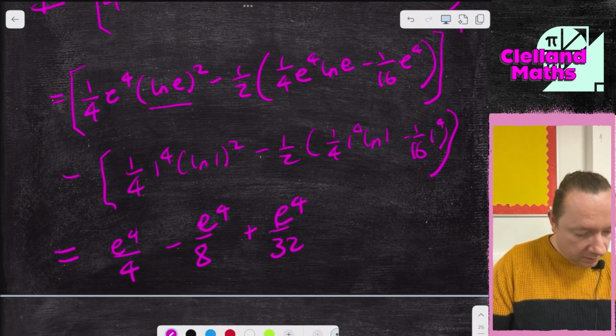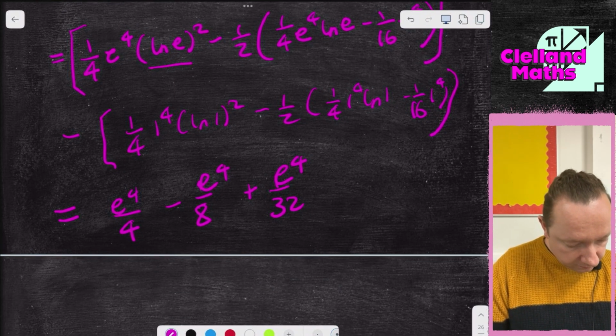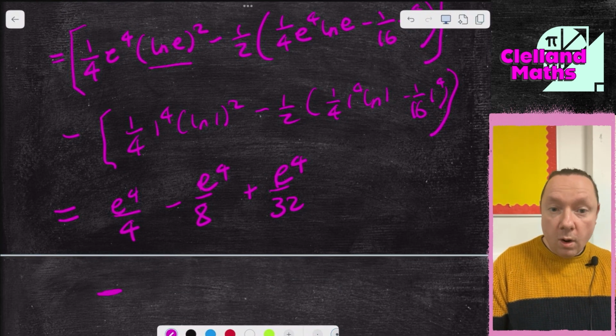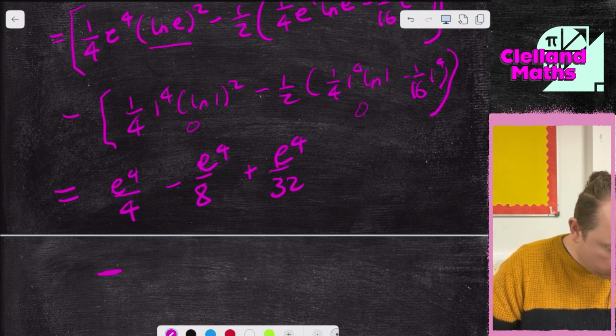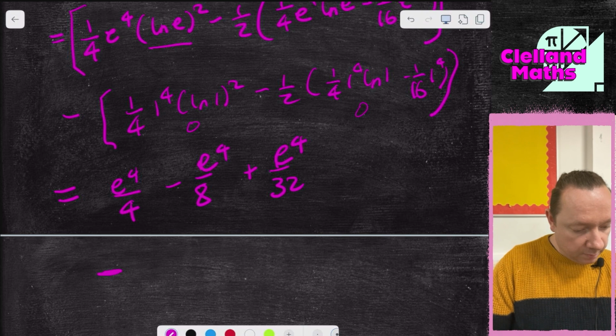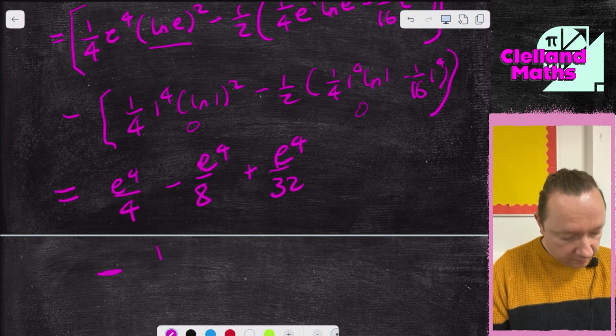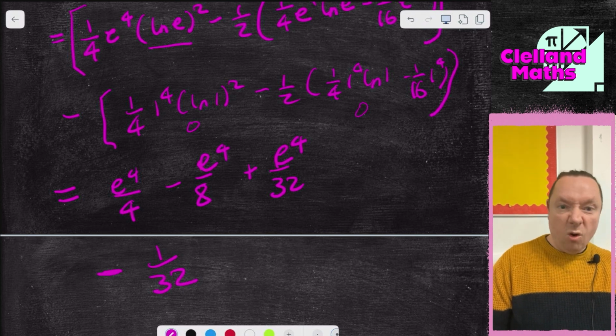And then taking away our second bracket, ln 1 is 0. That means that this is 0, this is 0. The only thing left is minus a 16th times 1. So minus a 16th times minus a half is plus a 32nd, but it is minus a 32nd. So we get all that.